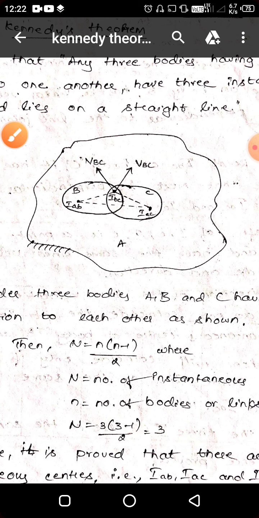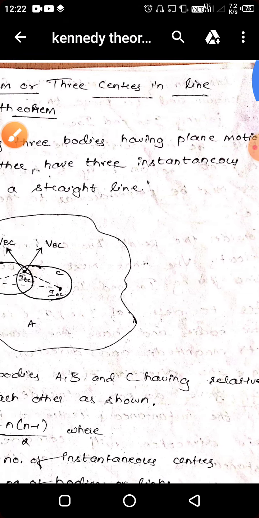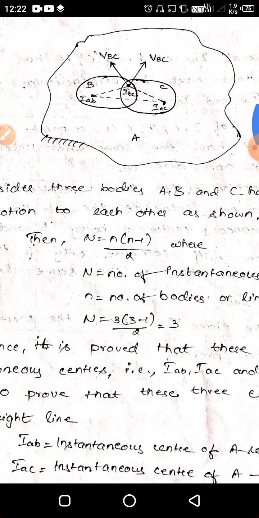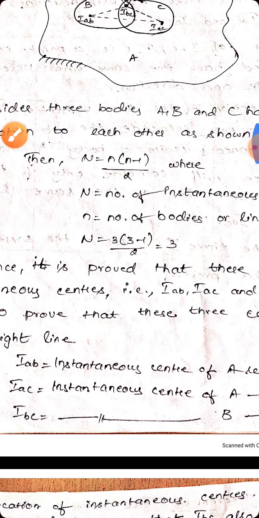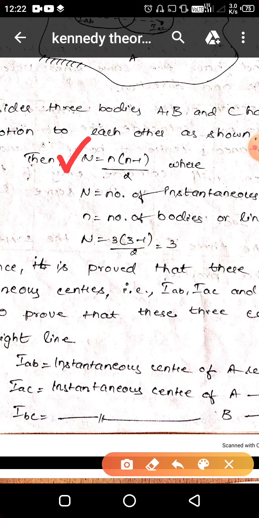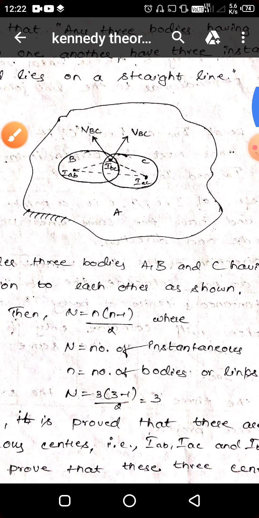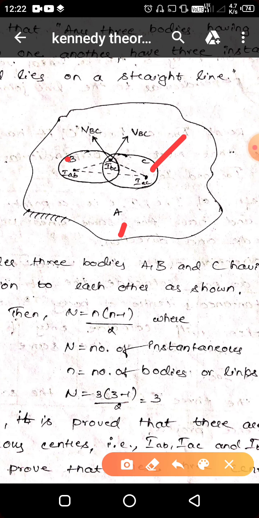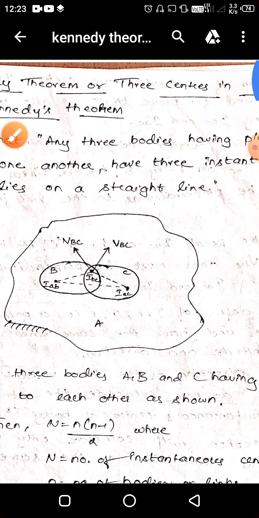There are two criteria to be proved here. First, they have three instantaneous centers. To prove this, we use the formula to find the number of instantaneous centers. The standard formula is capital N equals n into n minus 1 by 2, where capital N represents the number of instantaneous centers and small n represents the number of links or bodies. From the diagram, since we have considered three bodies, A, B and C, the value of small n is 3. Substituting small n in this formula, we get capital N equals 3. This represents that there are three instantaneous centers, so we have satisfied the first condition.